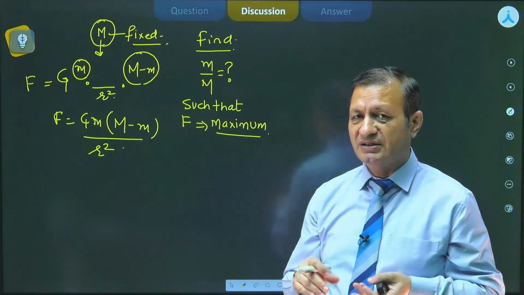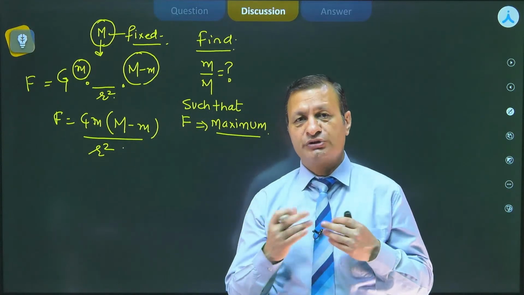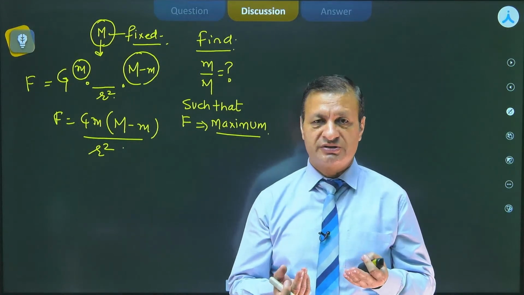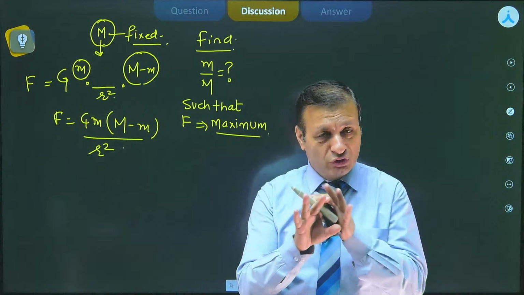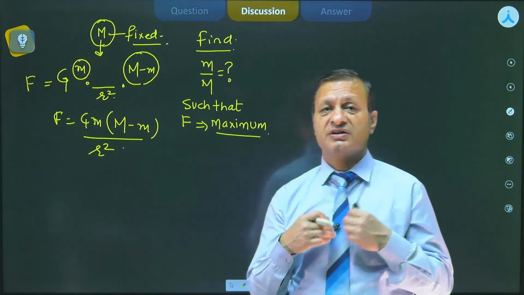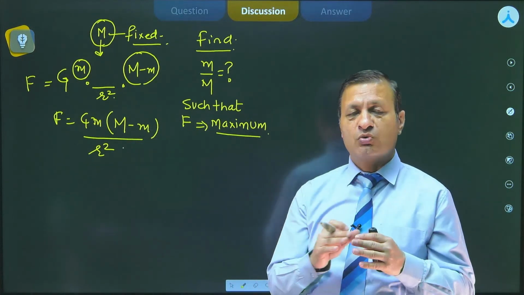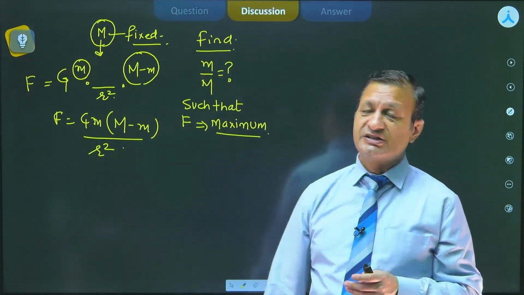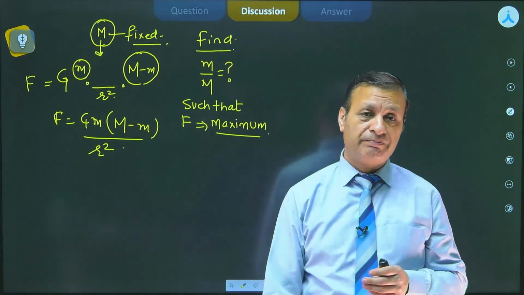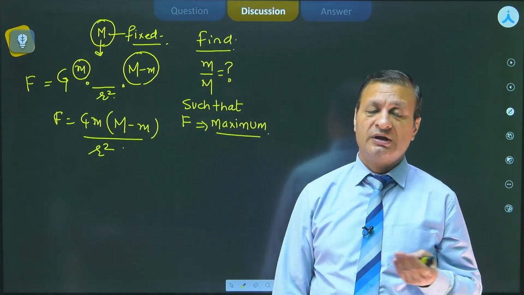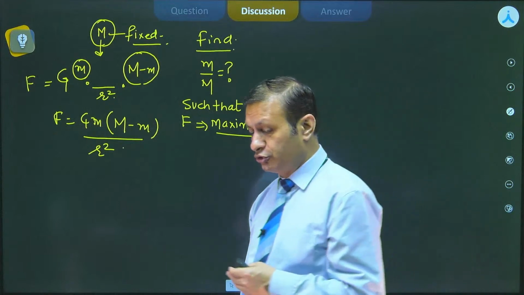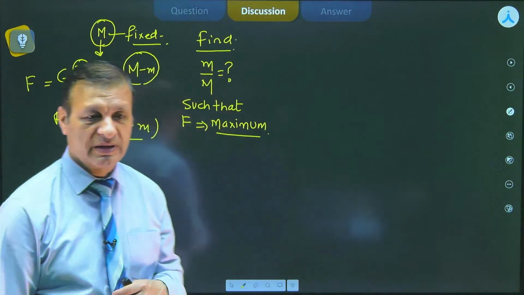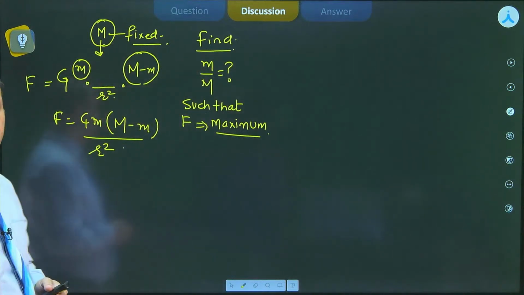I have given you one mass, capital M. My question is, if I split or break this mass into two parts, I have not stated whether these two parts are equal or unequal. You have to give me the ratio of these two masses, small m by capital M. In what proportion should I split so that they experience the maximum force? Got it or not?